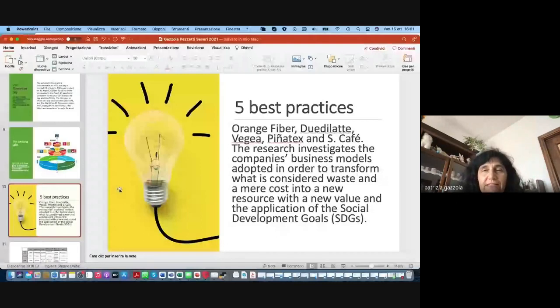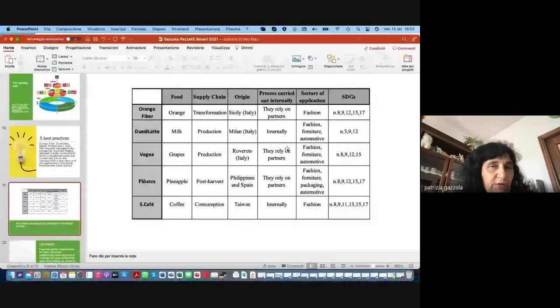And here you can see a table where I compare them. I skip to the conclusion because I only have 15 minutes. I compare the five companies, and they use different kinds of food waste. Orange Fiber, I told you, orange. Duedilatte, milk. Vegea uses grapes. And Piñatex, pineapple. And Escafé uses coffee.